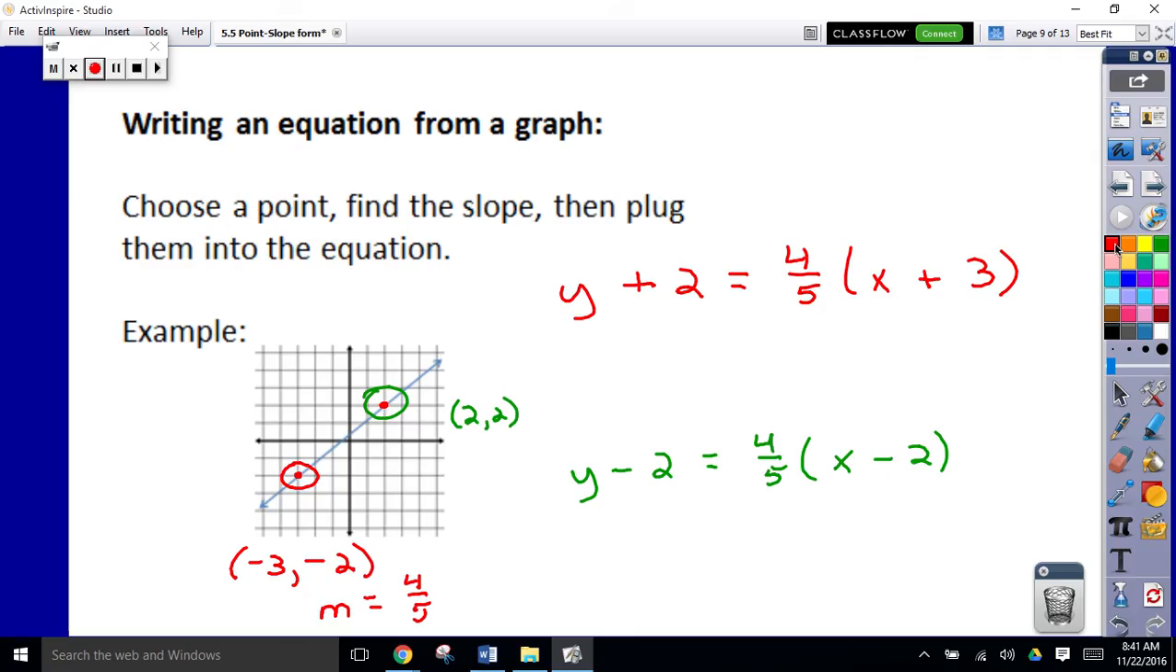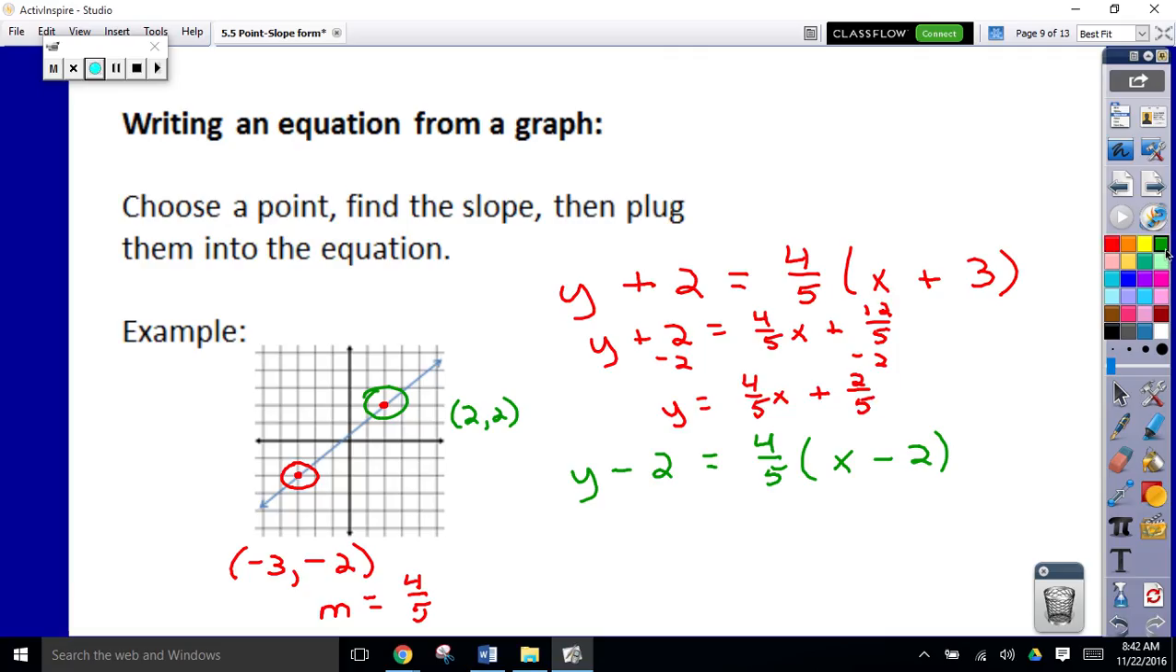If I were to simplify this, I'm going to distribute my 4/5 to x and to the 3, so I have 12/5. Now, subtracting 2 from both sides gives me y equals 4/5 x. I'm going to say that 2 is actually 10/5. 12/5 minus 10/5 is 2/5. So I get 4/5 x plus 2/5.